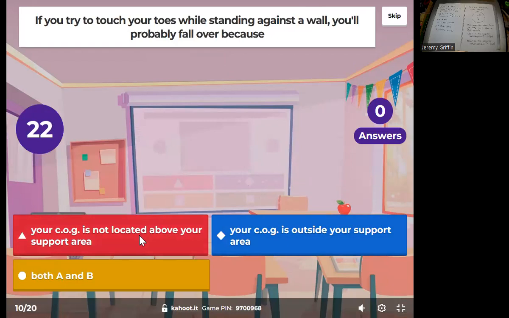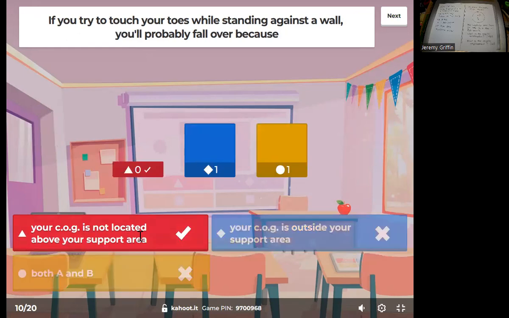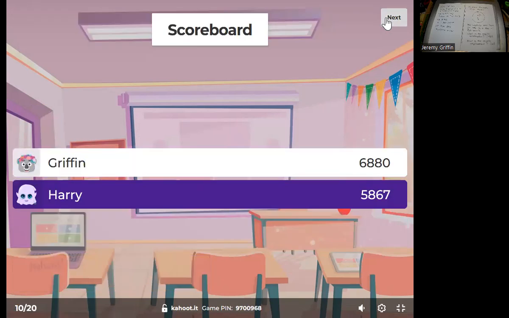Center of gravity is what? It's not located above your support. Are those both right? Okay, center of gravity is not located above your support area. Center of gravity is outside your support area. Maybe the yellow one is that? Outside your support area. All right, well, I don't know. I would take either one, I guess. You go fix that one.